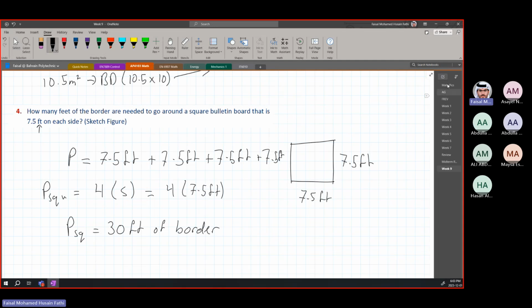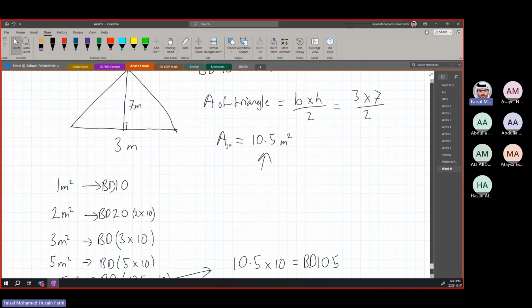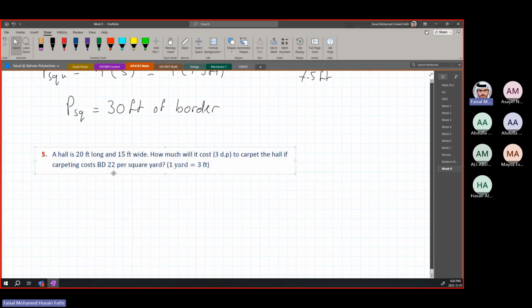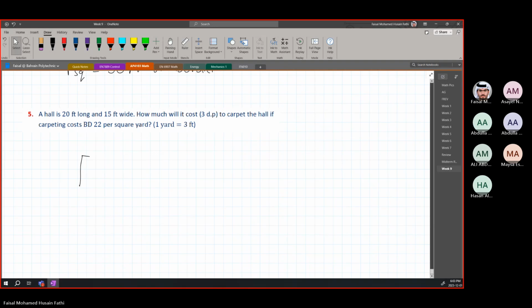Now last question, and we'll finish here, God willing. Last question, it's exactly the same concept as the sale, but there is one extra step to it, which I will cover right now. So the question mentions a hall. A hall is basically a large room. So you know it's going to have a rectangular shape. So a hall, we draw the hall.